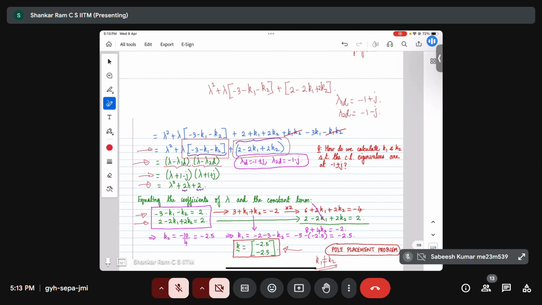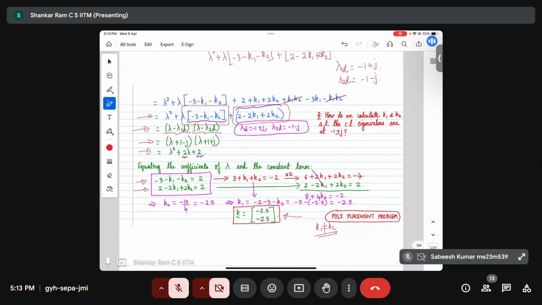Now we just need to do the algebra, right? There are 2 equations, 2 unknowns. These are all linear equations. If you simplify the equations, you get the control gain vector to be minus 2.5 and minus 2.5. So this is a very unique case where both the controller parameters are the same. This is not always true. It can be any value. It is just that in this particular case, they happen to be the same. That's a different matter. All right, so we should keep that in mind.